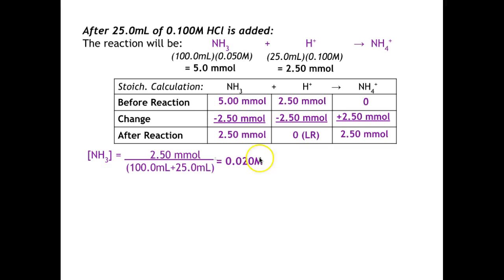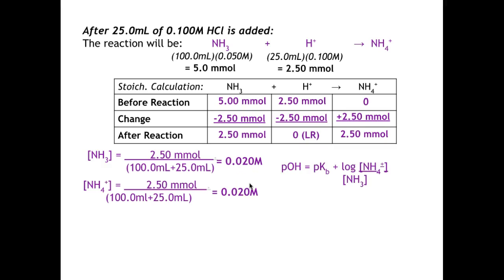We also need to calculate the concentration of our conjugate acid, so we're going to do that by taking the millimoles of our conjugate acid, dividing it by our total volume, and we'll see that that concentration is also 0.020. So now we're going to take our new concentrations and throw those into an ICE table to figure out our pH.